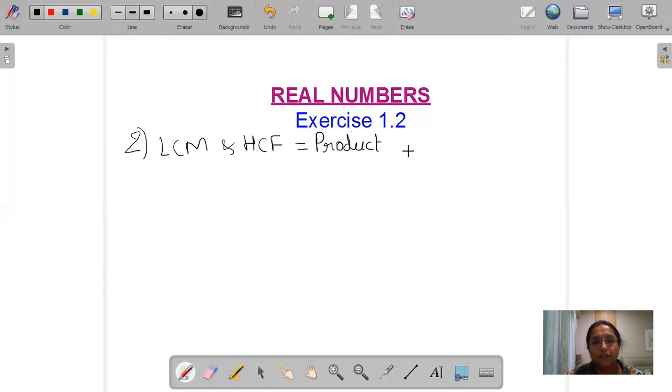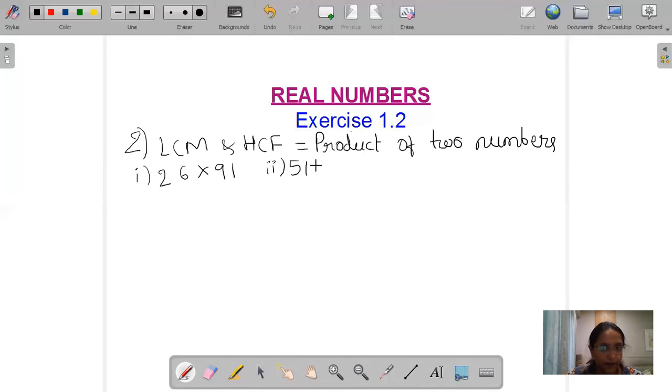Product of two numbers. In these examples, first find out LCM and HCF, then check whether this formula is applied or not, whether it is correct or not. In that one, again, 3 examples are there. The first one is 26 into 91. The second one is 510 into 92. The third is 336 into 54.